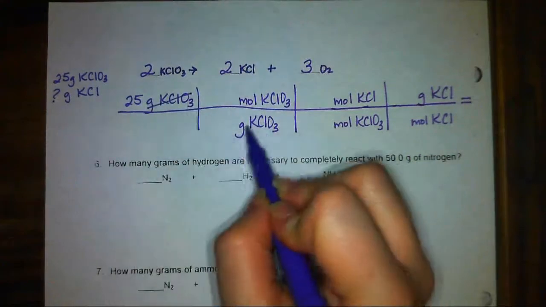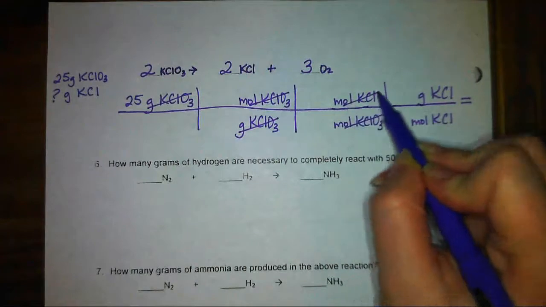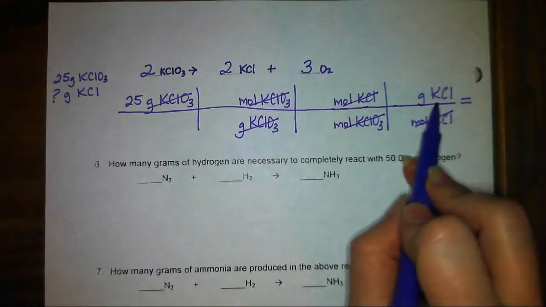And then I can finally go to grams of potassium chloride at the top. These units are going to cancel. And I eventually get to the units that I'm actually looking for.